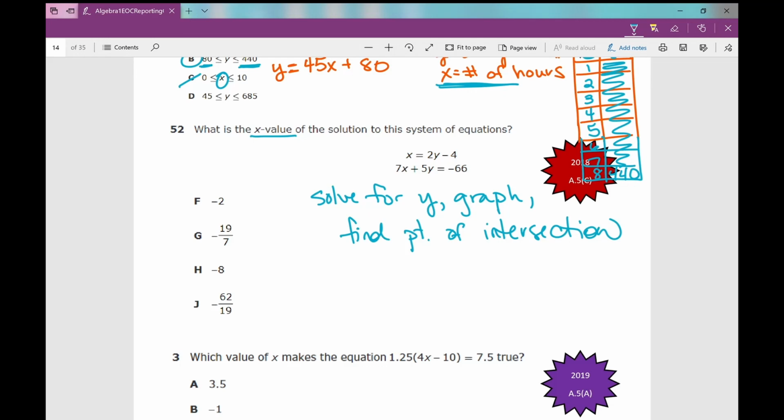So if you solved for Y, graphed them on your calculator, and found the point of intersection, second trace or second calc, go down to intersect, enter, enter, enter. What's the Y value? Or I'm sorry, what's the X value? You need to always go back and make sure, what is it asking me to find? The X value. The X value of the solution is -8.